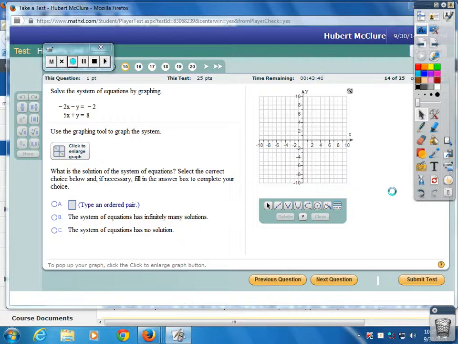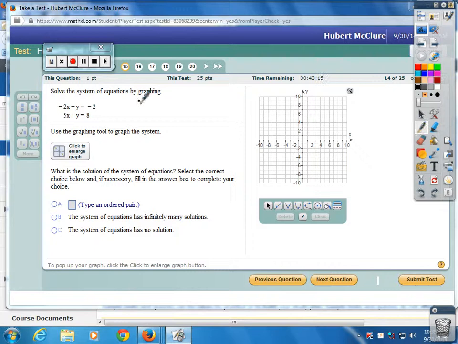The intercept method. Why? Because x and y are not what? By themselves. Or y is not by itself. So I'm going to use the intercept method, which is method 2. And that will save you a lot of time, because you don't have to solve for y.